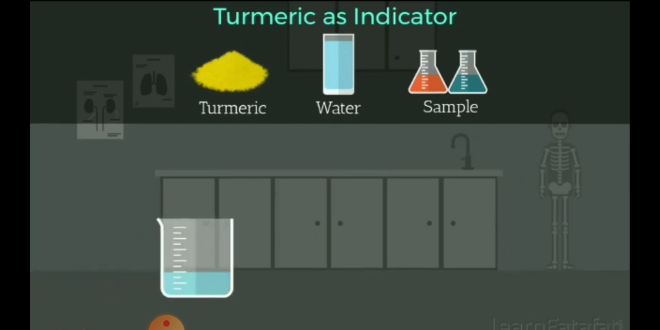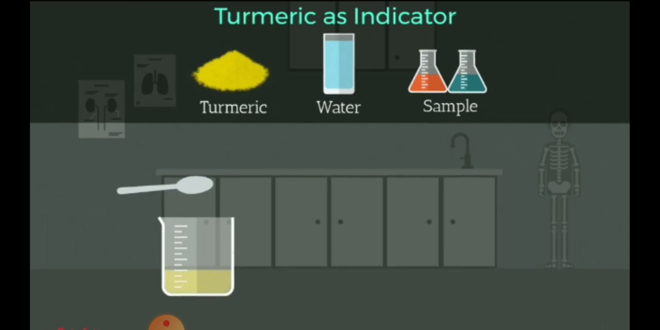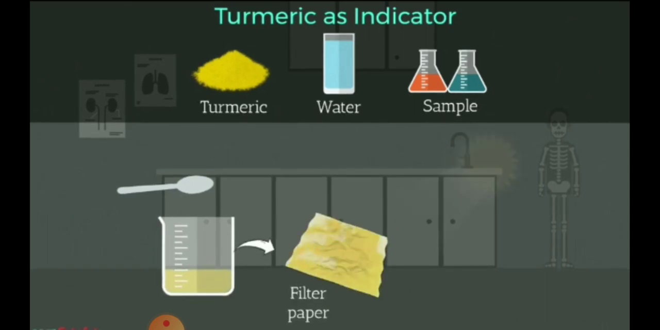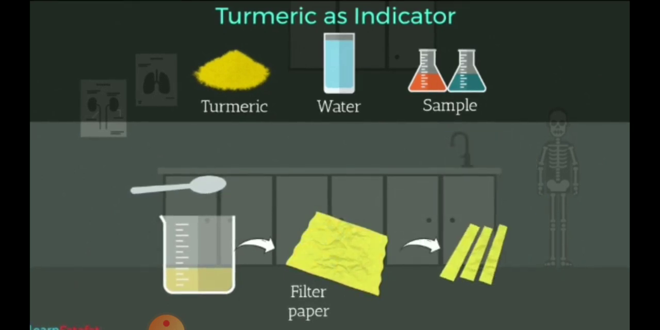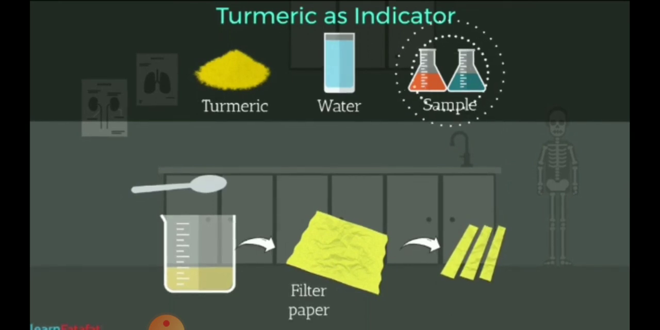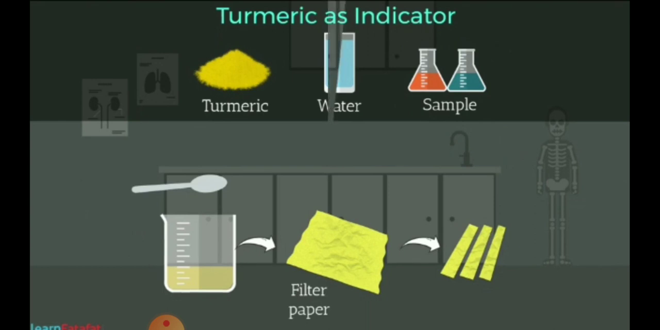Take some water in a beaker, mix a tablespoon of turmeric powder in it and produce turmeric paste. Apply this paste on filter paper and dry it. After drying, the turmeric paper turns yellow. Make strips of this paper. Now, we can test if the substance is acidic or basic.